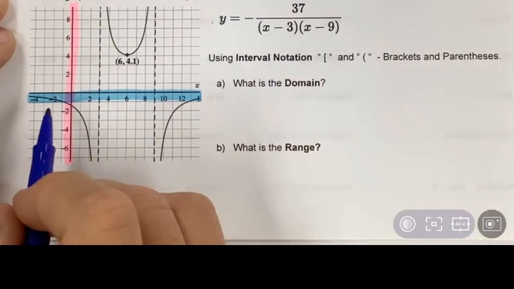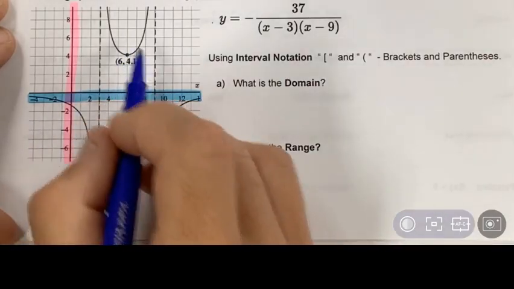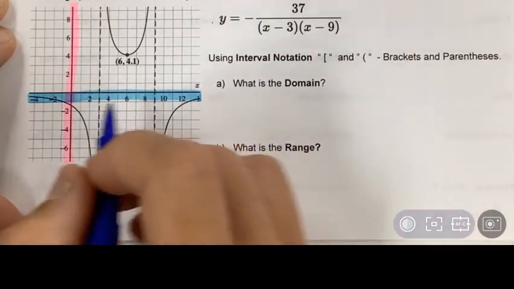Basically, it's just a graph that's made up of 3 parts. You see the 3 parts here from left to right? I've got a left side, a middle, and then a right. As I describe the domain, how far left does this graph go?